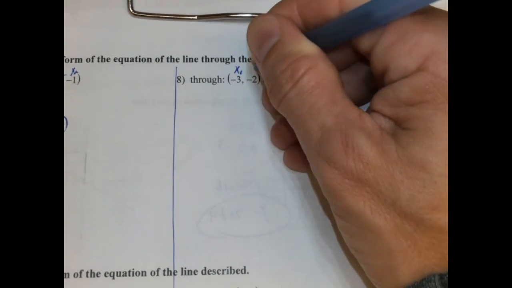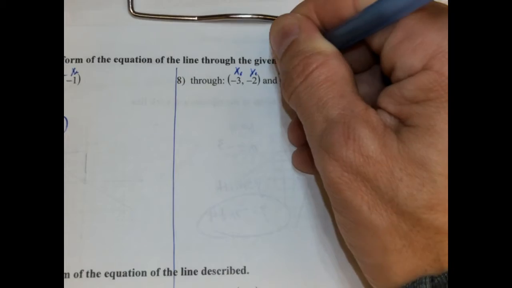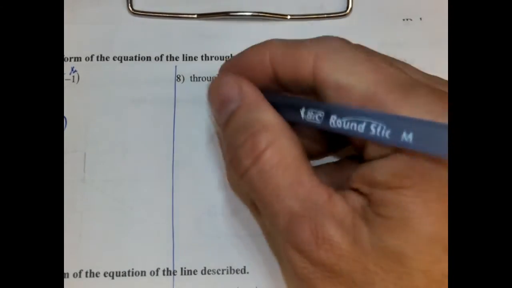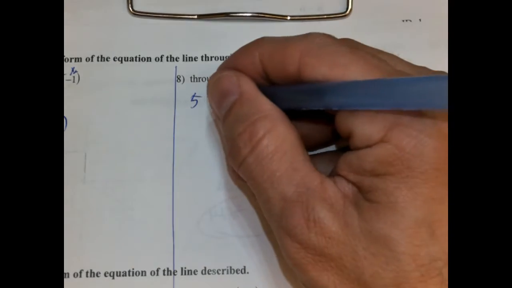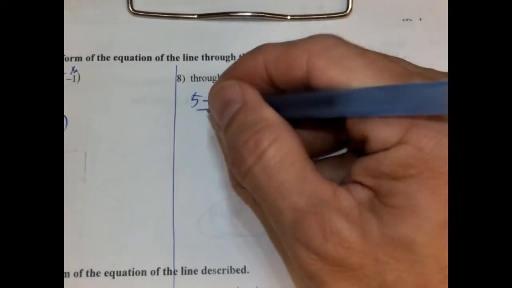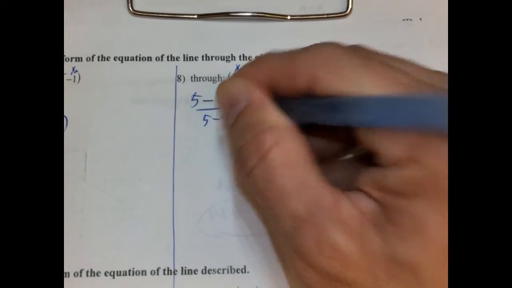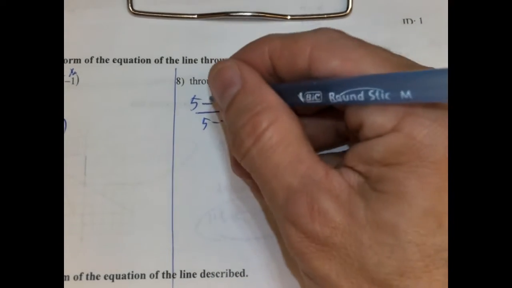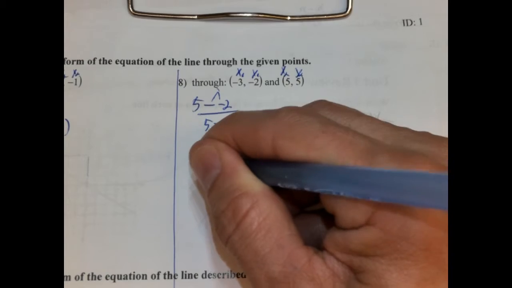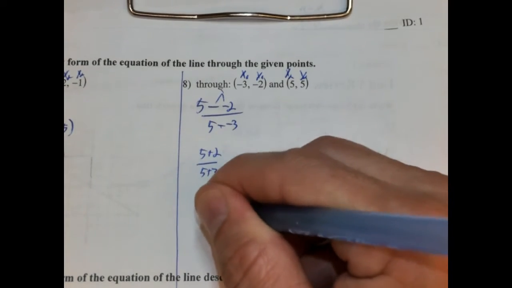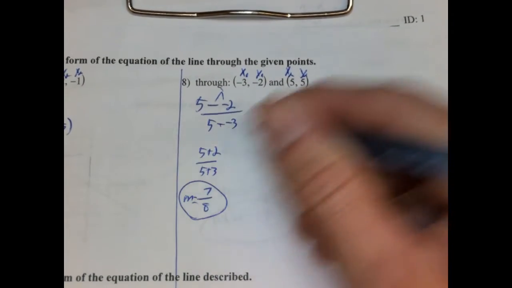So let's find our rate of change. x1, y1, x2, y2. So 5 minus negative 2, and then 5 minus negative 3. Let's get rid of these double negatives. So 5 plus 2 over 5 plus 3. 7 over 8. So our m is 7/8.